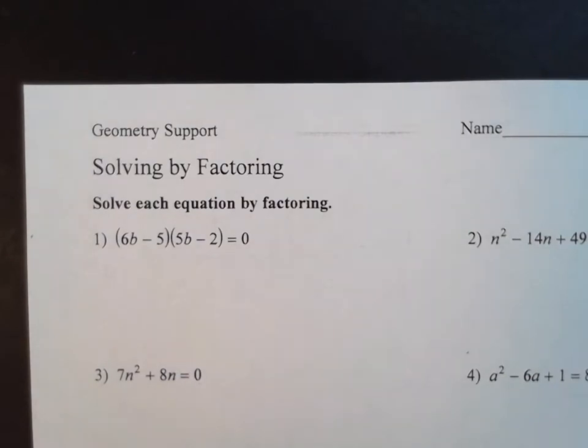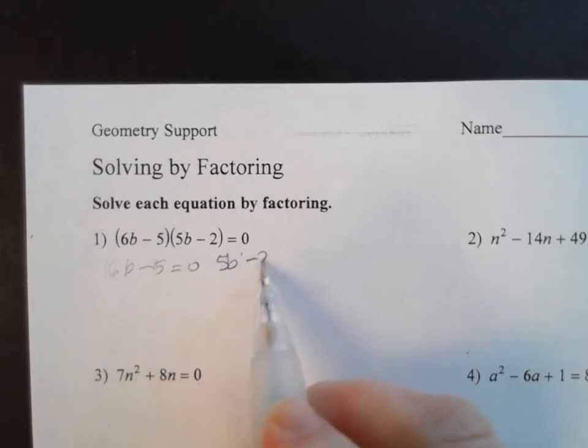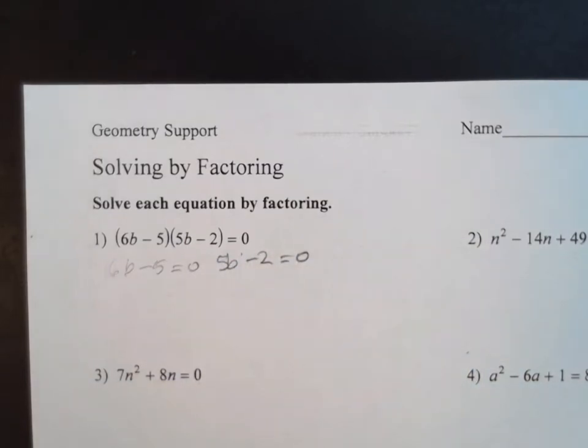So if we look at question number 1 together, question number 1 is already in factored form. So most of the hard work is done. Once your equation is in factored form, all you have to do is set each factor equal to 0. So I'm going to take 6b minus 5 and set that equal to 0. And the other factor, 5b minus 2, and set that equal to 0. And then we'll solve those both for b.